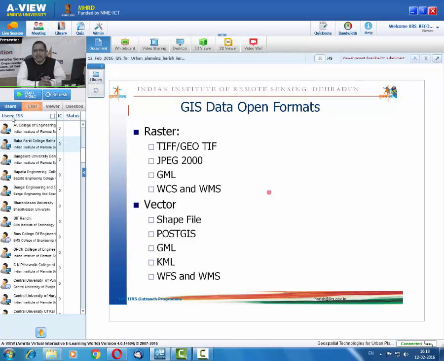Now these are some of the examples of data formats. For example, if you are taking raster, you can take the TIFF or GeoTIFF data format. You can use JPEG 2000. You can use GML. You can also use the web service formats like WCS and WMS. I will be talking about these data models in detail in one of my lectures during this course. And for the vector data, we have formats like Shapefile. We have formats like PostGIS. We have formats like GML, KML and WFS and WMS. Again, these formats belong to the web service category and will be covered in some other class in detail. So these data formats you can always remember.